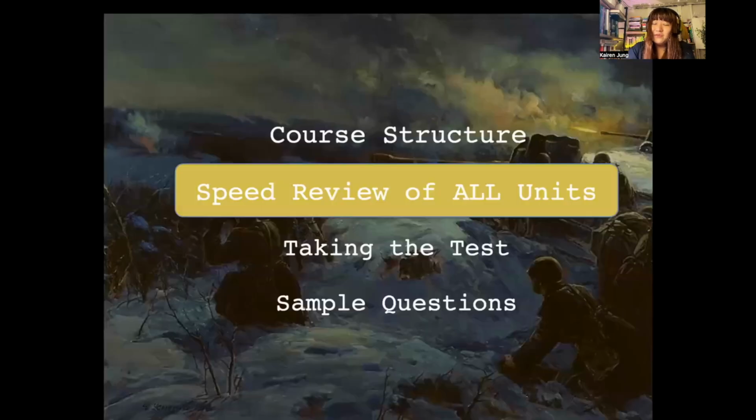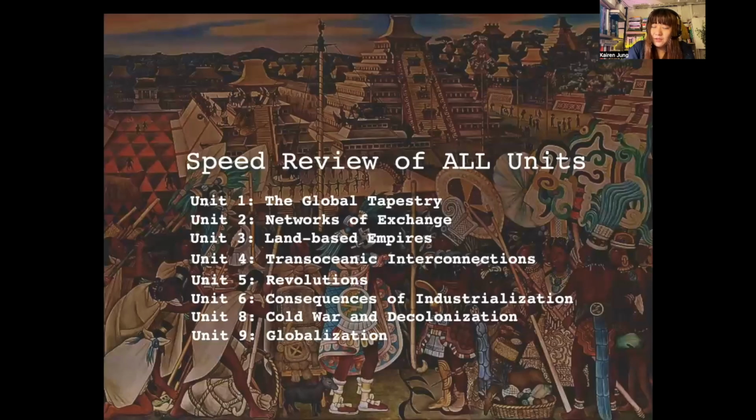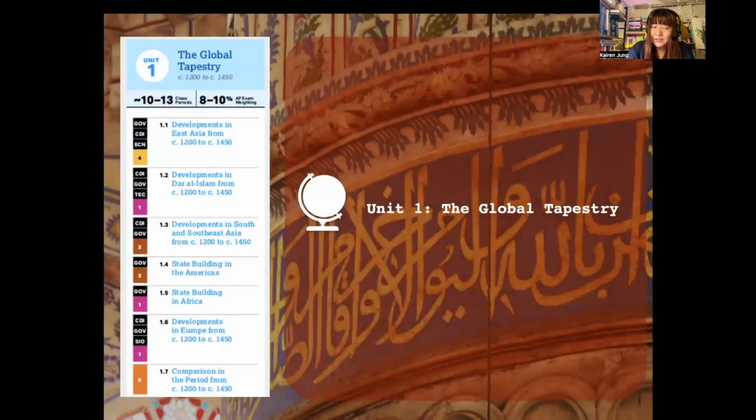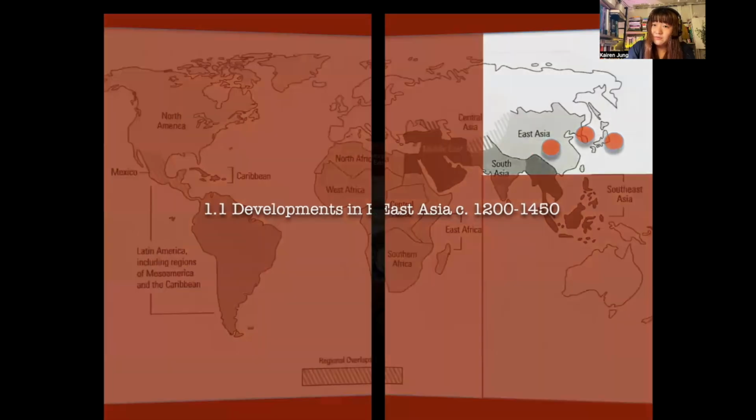All right, so now let's go on to our main meat of this course. It is the speed review of all units. Units 1 through 4 specifically are what we'll be going for today. Let's start with the global tapestry. The first area that we are going to see is East Asia. So we're going to be looking at developments in East Asia from 1200 to 1450.